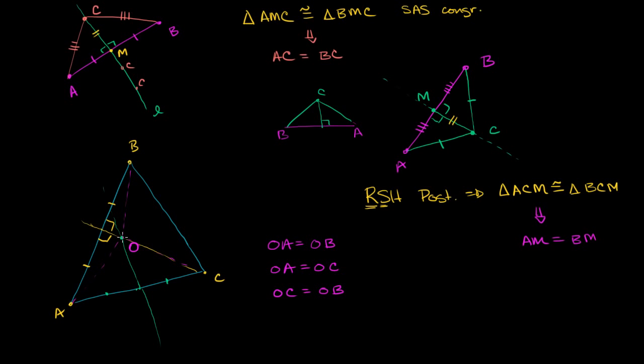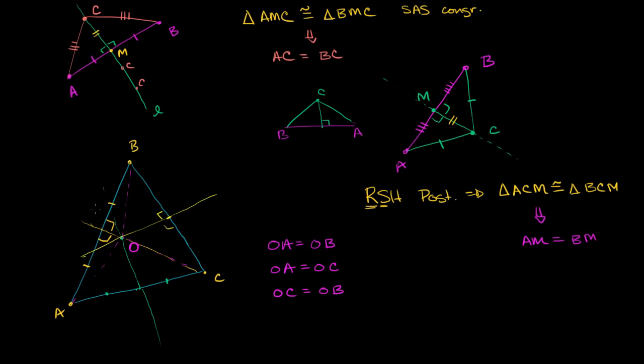Well, if a point is equidistant from two other points that sit on either end of a segment, then that point must sit on the perpendicular bisector of that segment. That's that second proof that we did right over here. So it must sit on the perpendicular bisector of BC. So if I draw the perpendicular bisector right over there, this definitely lies on BC's perpendicular bisector.